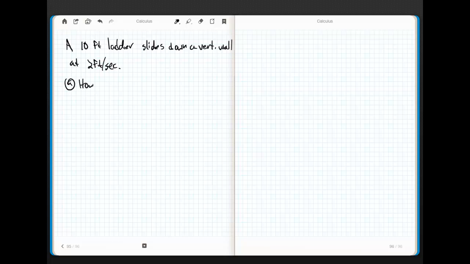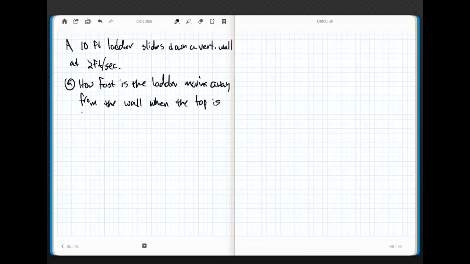How fast is the ladder moving away from the wall when the top is 6 feet from the ground? Okay? That's part one. Part B is, like I said, a real standard issue problem.